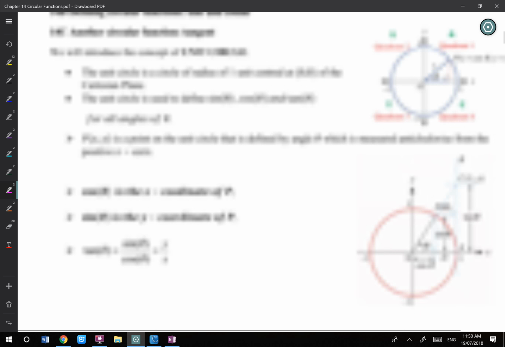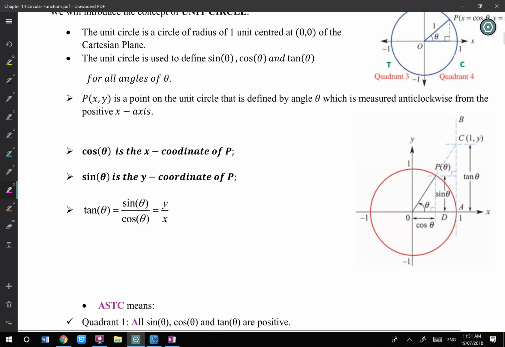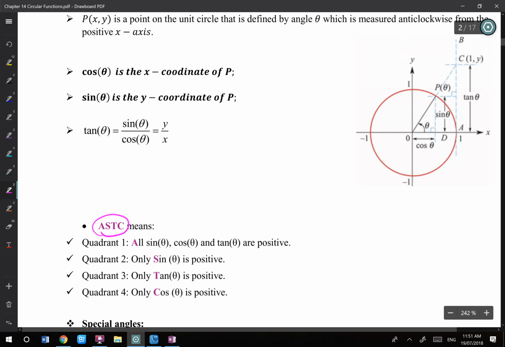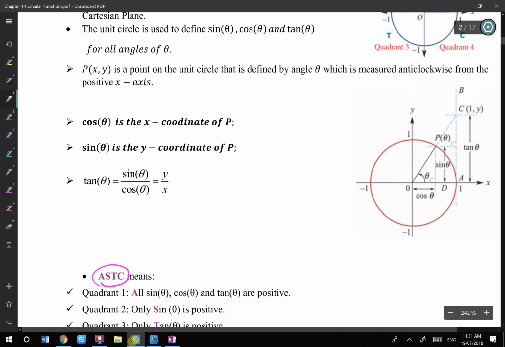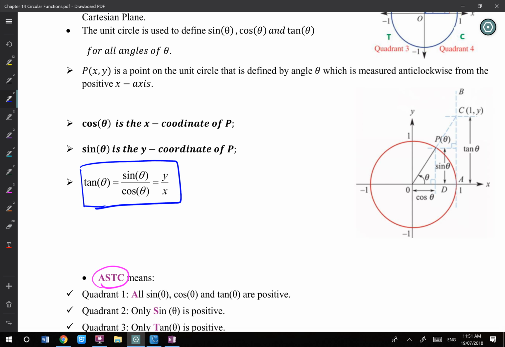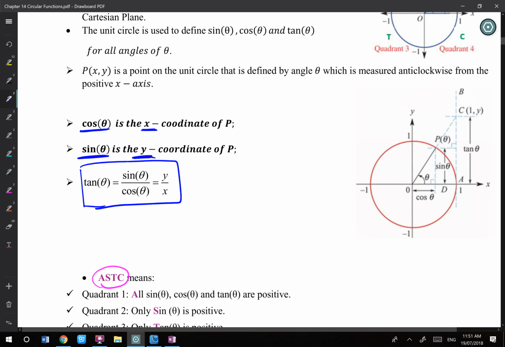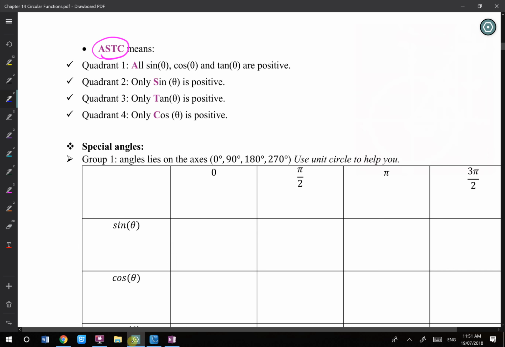Okay. So what we have learned so far: we learned the ASTC thing, and we learned this important formula. Tangent theta will be sine theta divided by cos theta, and the cos value is represented by the x coordinate, and the sine value is represented by the y coordinate. And the definition for sine and cosine.